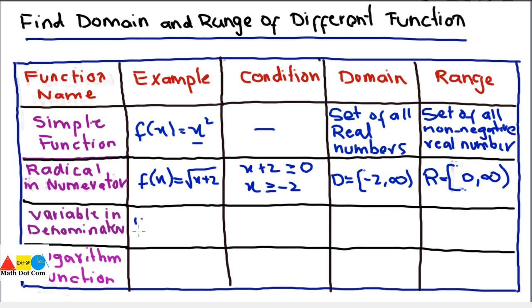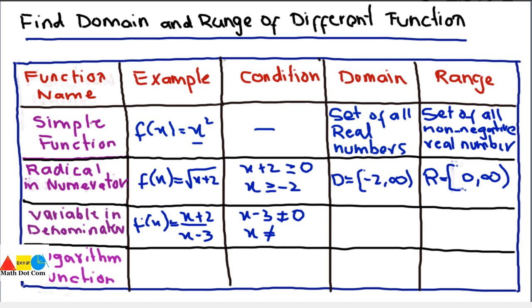Now the next function type is if we have a variable in the denominator, that is, if you have an expression like this, x plus 2 divided by x minus 3, then how will you be able to solve such functions? You can solve such functions by applying a condition, that is, x minus 3 should not be equal to 0. As anything in the denominator is 0, then the function will become undefined. So this condition is required whenever you come across an expression in the denominator.